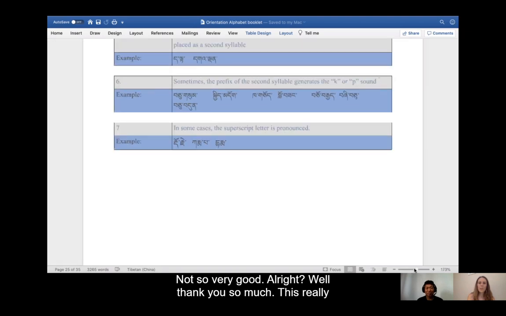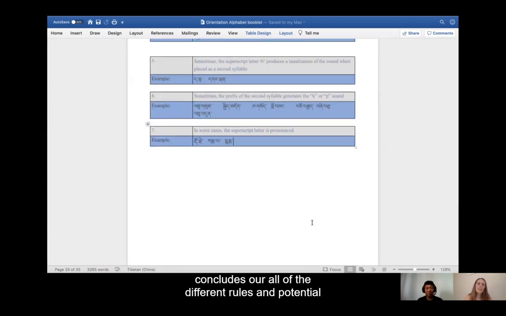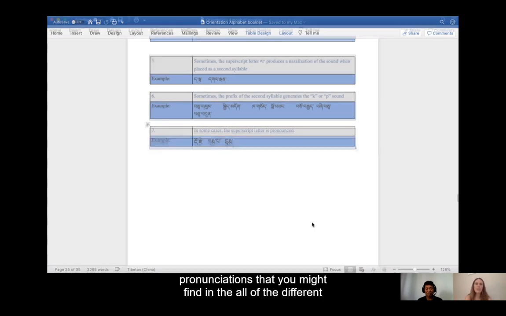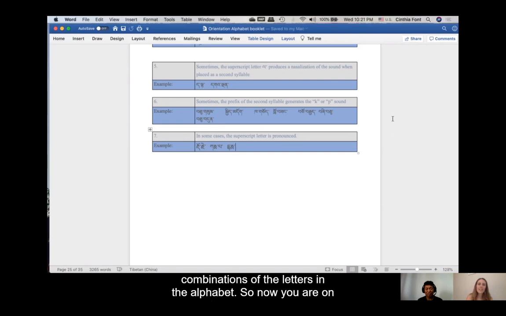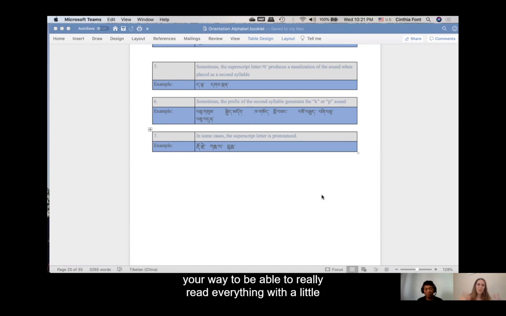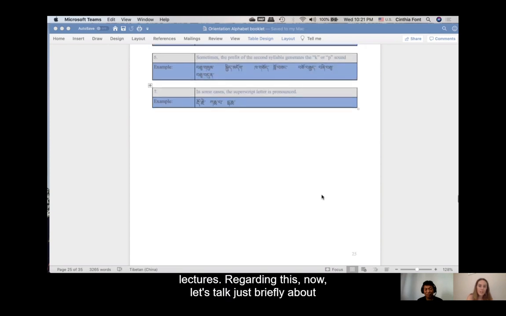Well, thank you so much. This really concludes all of the different rules and potential pronunciations that you might find in all of the different combinations of the letters in the alphabet. So now you are on your way to being able to really read everything with a little bit of practice. So I think this concludes our series of lectures regarding this.